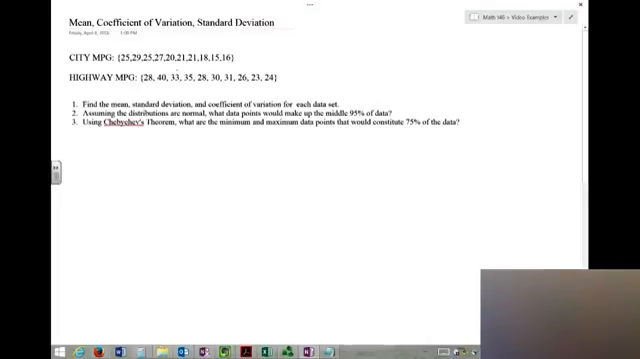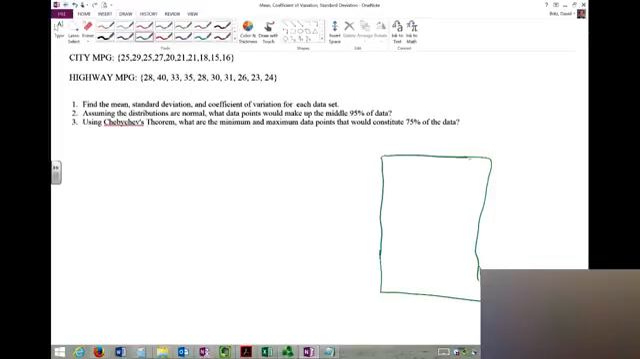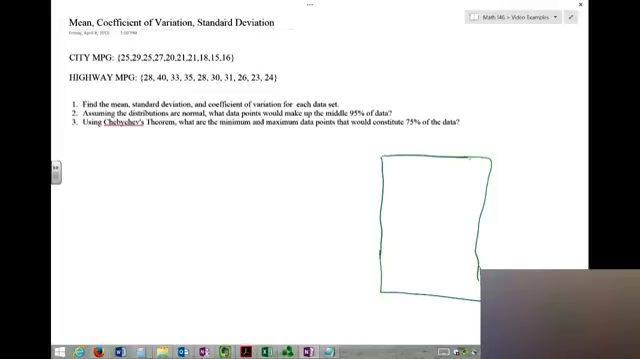Okay, so in this video we're going to see how to find the mean, the standard deviation, and coefficient of variation for a couple of data sets. So let's start with the mean. I'll keep a running tally of all the statistics on this right side, so we can take them as we go on. The first thing we need to do, we'll look at the city data first.